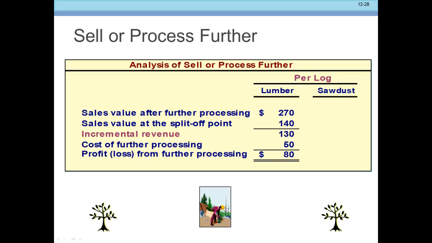The cost of further processing is $50, so there is a profit of $80 per log to further process the lumber. The sawdust has a sales value after further processing of $50, compared to the sales price at split-off of $40, giving us an incremental revenue of $10. The cost to further process the sawdust is $20 per log, which leads to a $10 loss to further process the sawdust. So in conclusion, the lumber should be processed further and the sawdust should be sold at split-off.